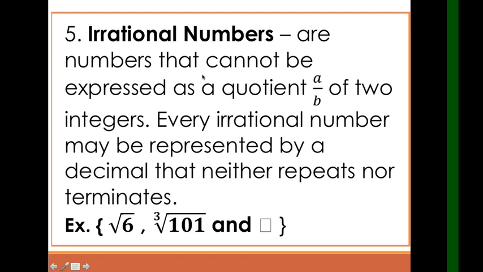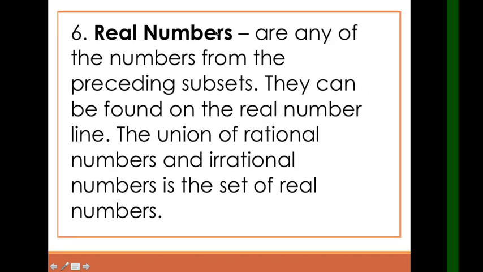While irrational numbers are numbers that cannot be expressed as a quotient a over b of two integers, every irrational number may be represented by a decimal that neither repeats nor terminates. Example, square root of 6 is an irrational number. Okay, cube root of 101 is an irrational number, and what we call pi is also an irrational number. So the real numbers are any of the numbers from the preceding subsets, either a rational or irrational number. They can be found on the real number line. The union of rational numbers and irrational numbers is the set of real numbers.